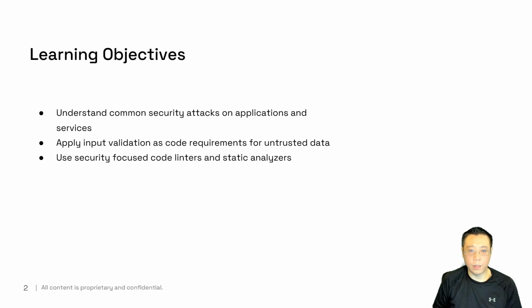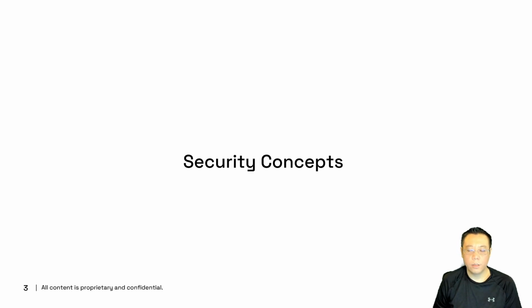Our learning objectives for today include understanding common security attacks on applications and services, how to apply input validation as code requirements for untrusted data, and use security-focused code linters as well as static analyzers. So, some security concepts. My background is in security, so we'll cover deeply what it means from a security perspective and how to look through a security lens from a DevOps perspective. Let's go ahead and get started.